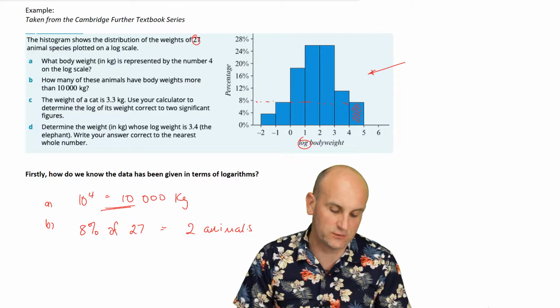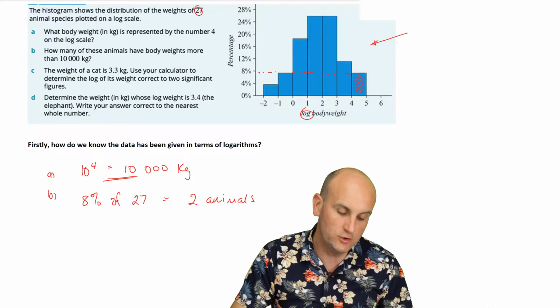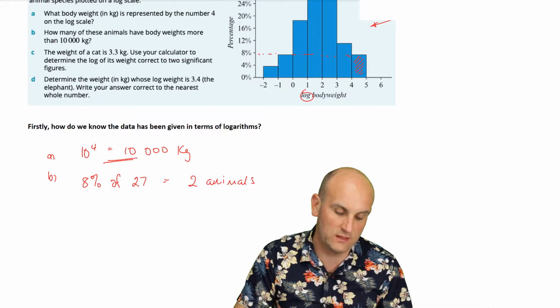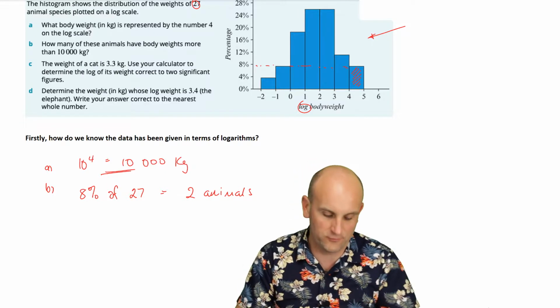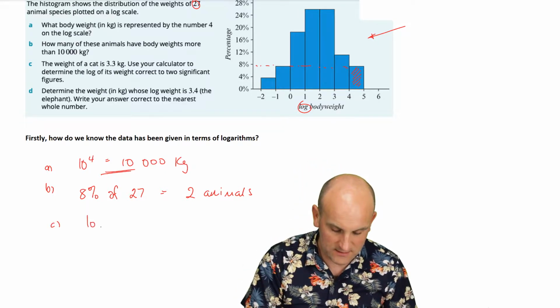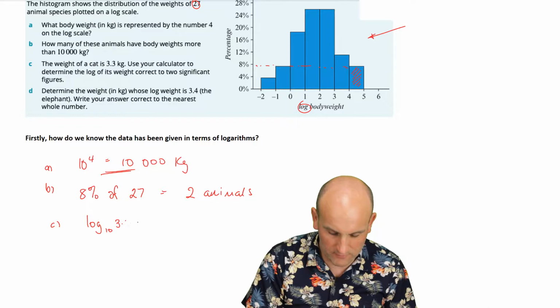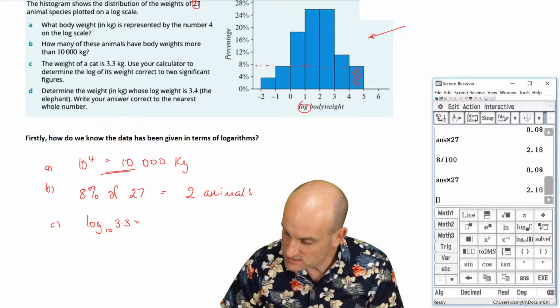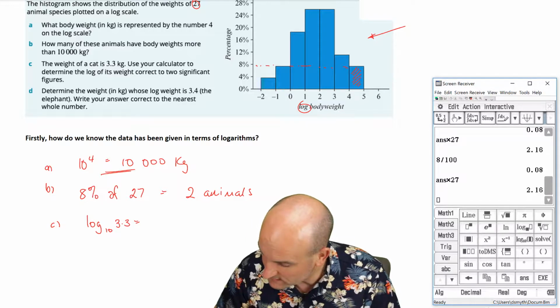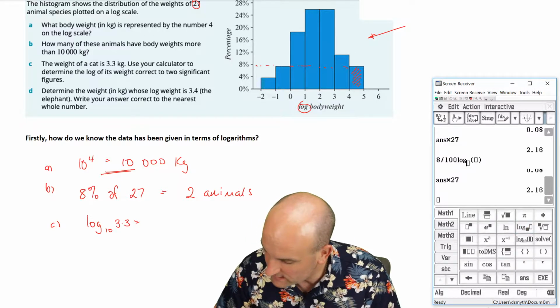The weight of a cat is 3.3 kilograms. Use your calculator to determine the log of its weight. So they're asking you to work out the log of 3.3. Okay, so the log to base 10 of 3.3. Again, I can't do that in my head. Load up my calculator, select the right function on my calculator.